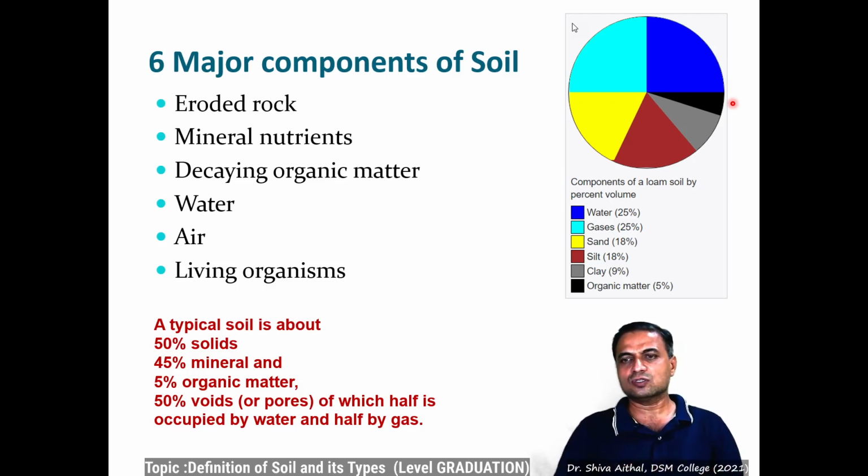If you see a typical soil, a loam soil let us say, majorly it is made up of 50% solids, 45% minerals and 5% organic matter. The rest 50% is void or pores, that is gas. Half of the pores are filled with water and half of the pores are filled with gases. So you can see this is a component of a typical loam soil. Percent by volume: 25% water, 25% gas, 18% sand, 18% silt, 9% clay, and 5% organic matter. This is the typical composition of a soil.